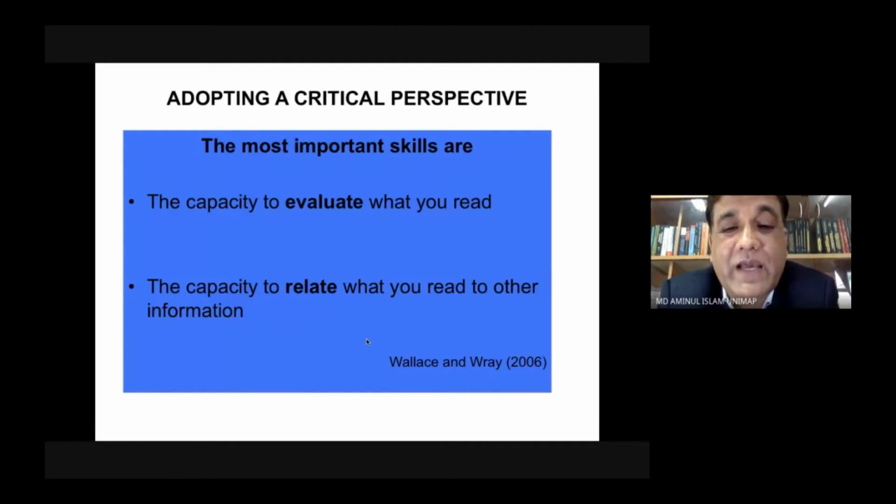And number 2, we have to have the capacity to relate. Sometimes we read a paper and many students will come and tell me, sir, I do not know what to take from this paper. That means you do not have the capacity to relate what you have read. So the first capacity is to evaluate the paper that you read. And number 2, you must know which part of the paper you want to take into your research. This is very important.